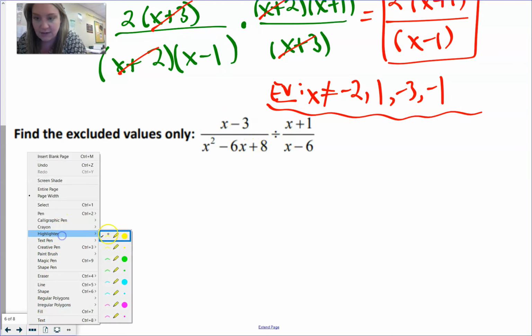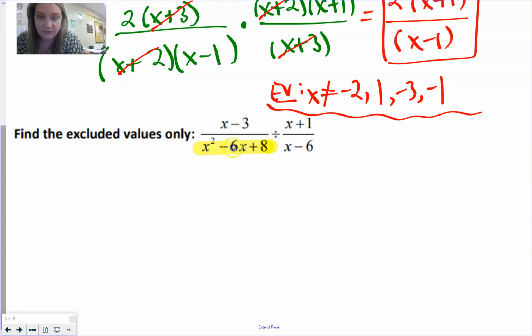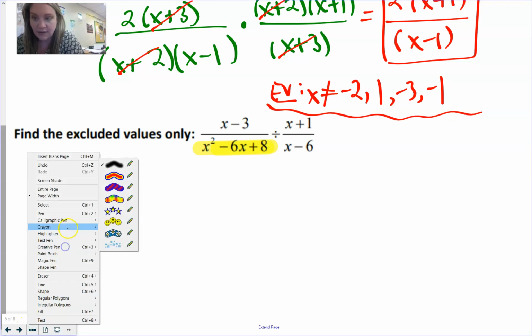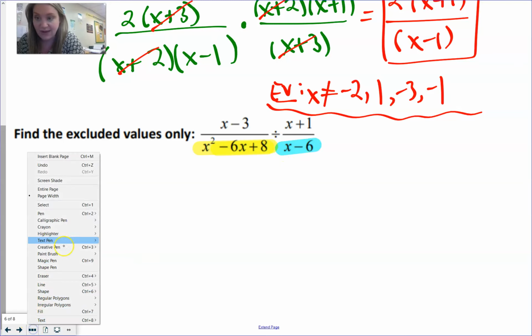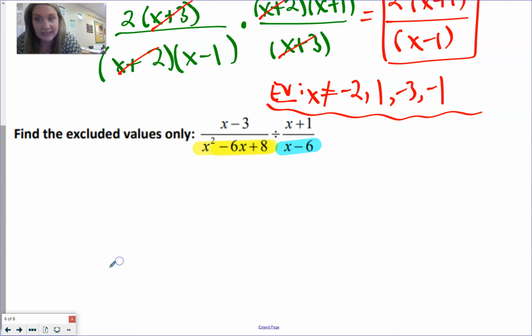But this guy, well, he starts there and he stays there, right? X minus 6 starts off in the denominator, so obviously we need to look at that one. And then to solve this as a dividing problem, I'm going to end up flipping this, so I have to also make sure I include the x plus 1 in my excluded values.